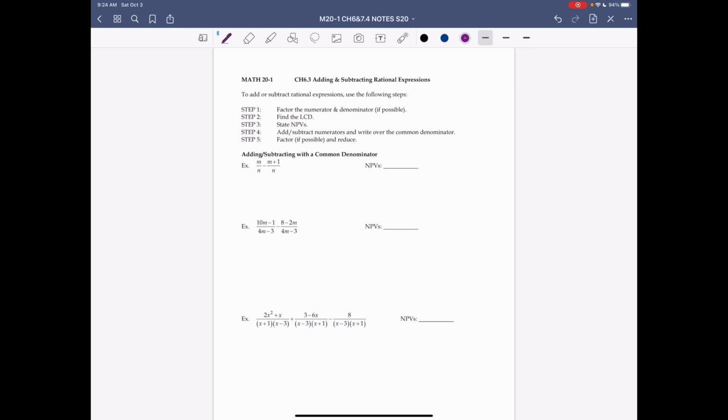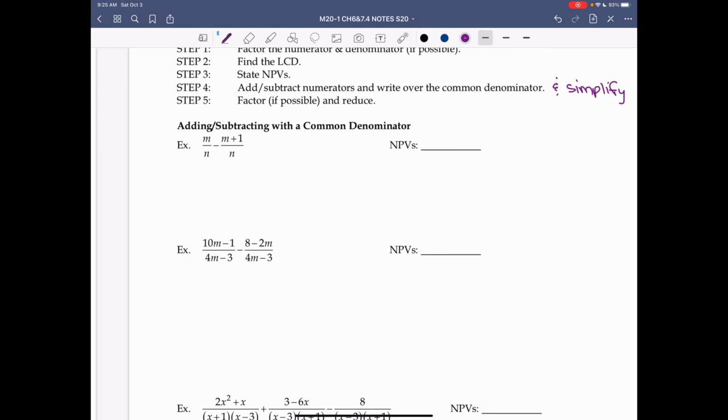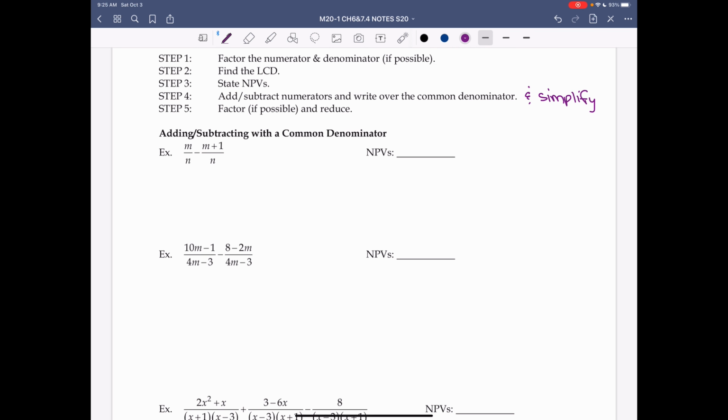Step 4, add or subtract the numerators and write over common denominator, and simplify. And step 5, factor if possible and reduce. First set of examples, adding and subtracting with a common denominator, m over n minus m plus 1 over n.